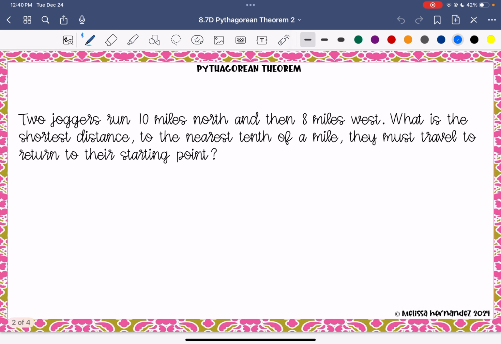Two joggers run 10 miles north and then 8 miles west. So north, meaning this would be my 10, and then west is this way. So it's 8. So that means we are looking for the hypotenuse. So I want to first write down my formula: a squared plus b squared equals c squared. And remember, Pythagorean theorem is only used for right triangles.